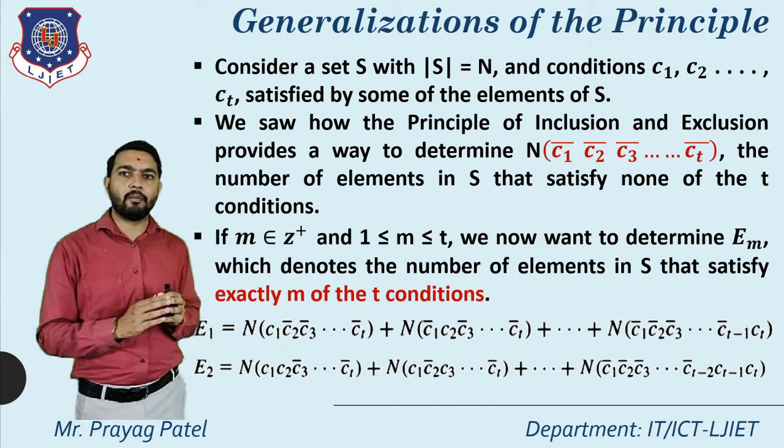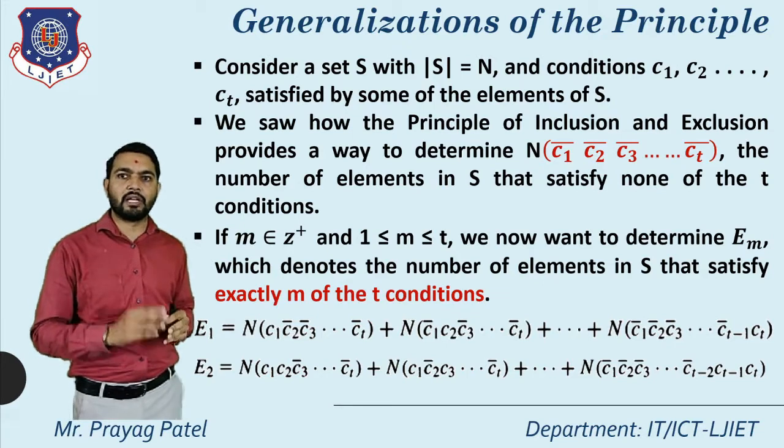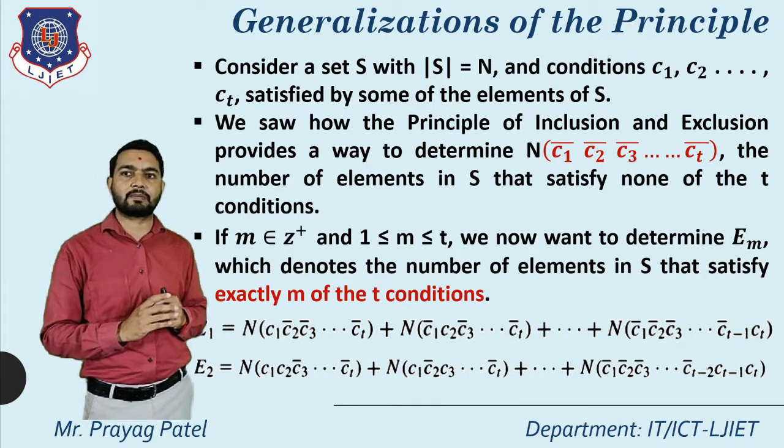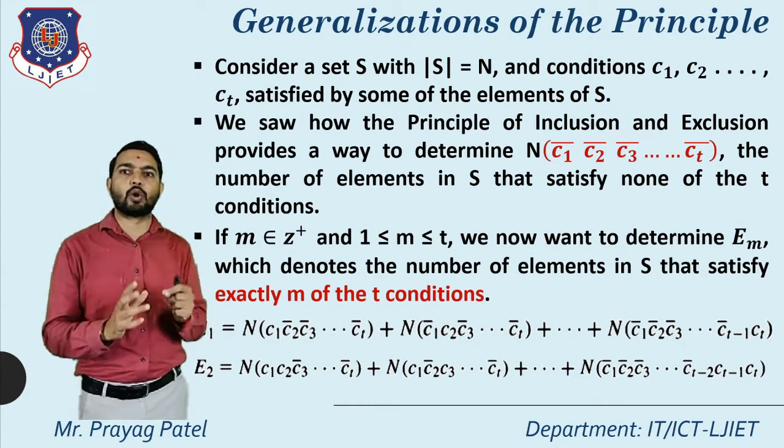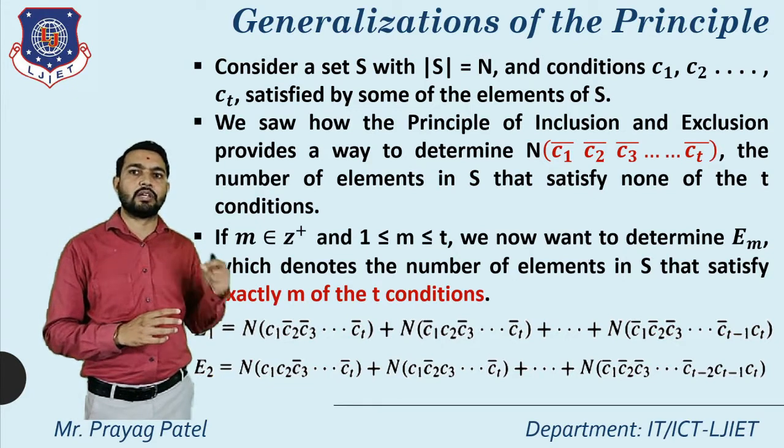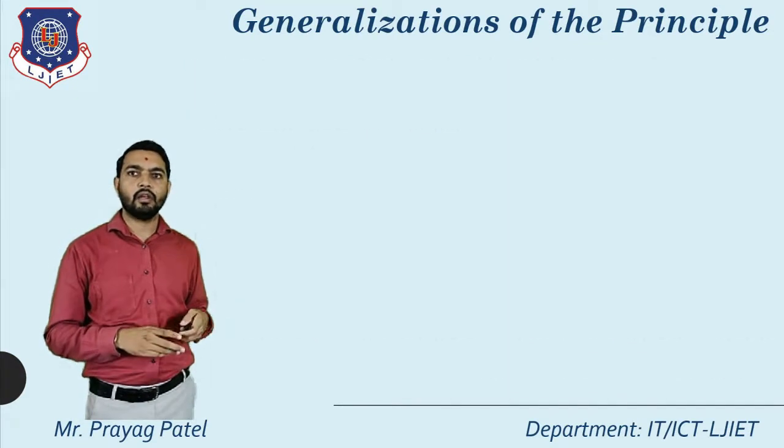So this is the common form for E1 and E2. E1 means exactly one condition will be satisfied. E2 means exactly 2 conditions will be satisfied, C1 and C2, C1 and C3, like this.